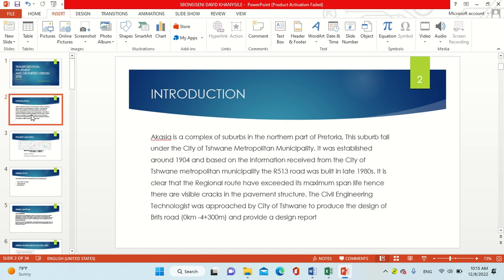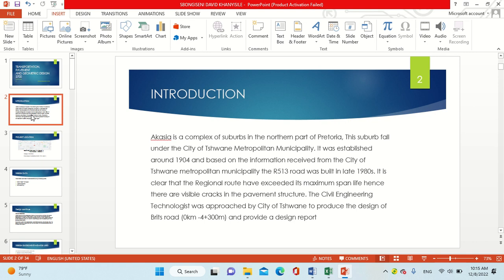Okay, my introduction. I've chosen an area within the city of Tshwane Metropolitan Municipality, which is Acacia, a complex of suburbs in the northern part of Pretoria. These suburbs fall under the city of Tshwane, and it was established around 1904.